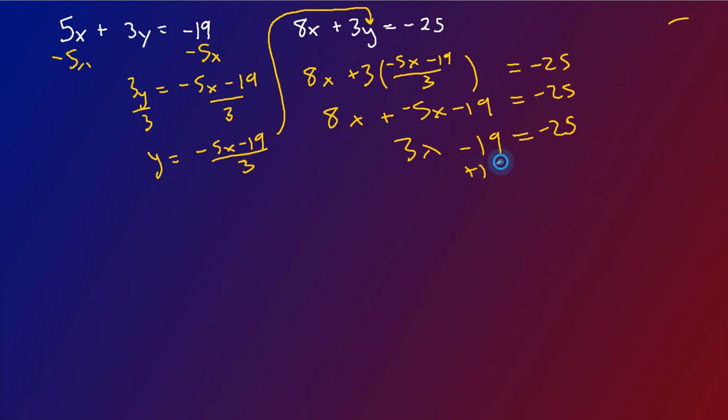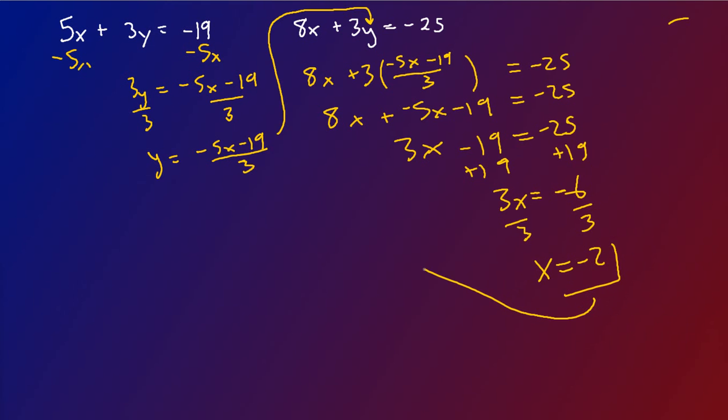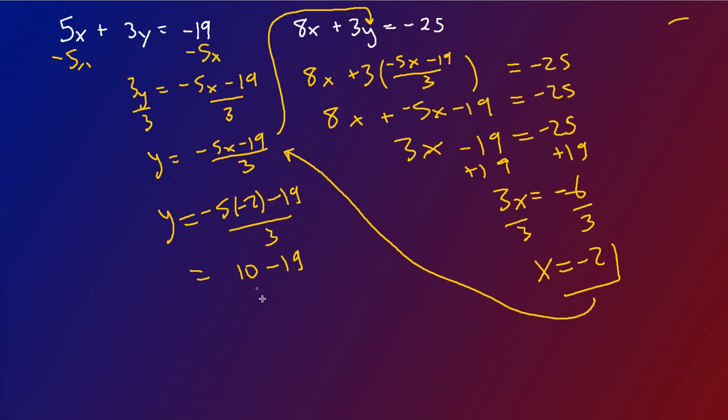And go ahead and add the 19. That's an x. So I get 3x, that's 19, equals, this is negative 6. Divide by 3. And x is negative 2. Well, that actually came out. Come back here. See, back substitute. So y equals negative 5 times negative 2 minus 19, all over 3. And I get 10 minus 19 over 3. And I get negative 9 over 3, which is negative 3.